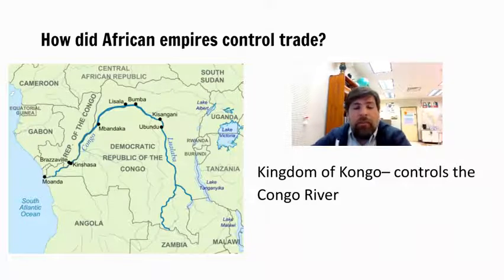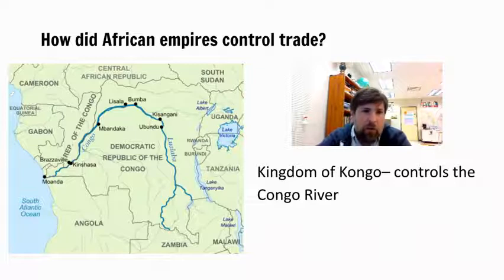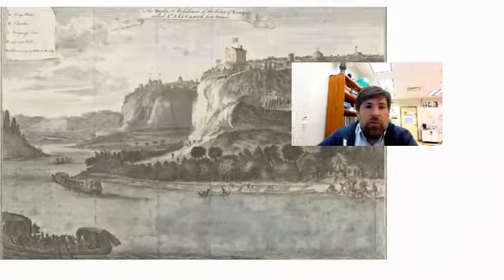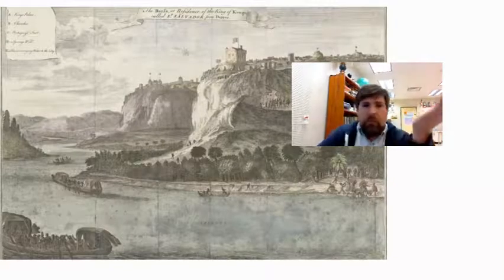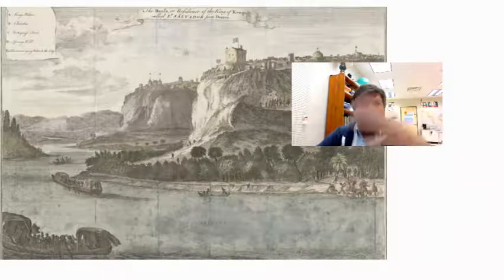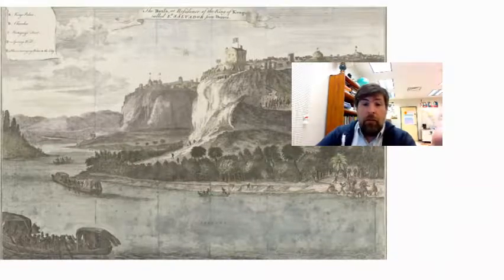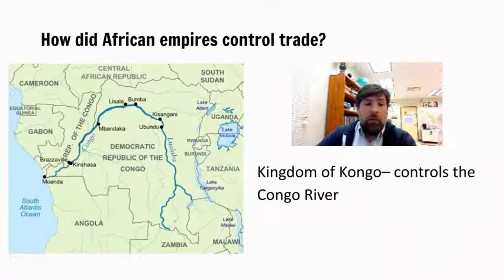Just saying. Okay, so another example of an African empire controlling trade is the Congo. The Kingdom of Congo is located here, where today it's called the Democratic Republic of the Congo, but the Kingdom of Congo is different. We spelled it with a K, by the way. Africans spelled Congo with a K. Europeans spelled it with a C. They controlled the Congo River, which is an important waterway that people are able to use to trade. And so the Kingdom of Congo is located where the Congo River meets the Atlantic Ocean.